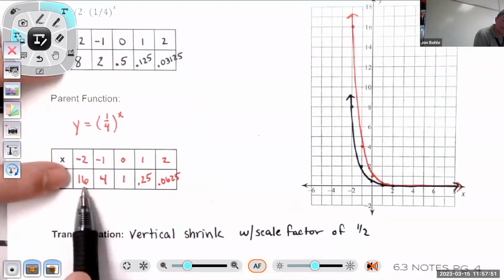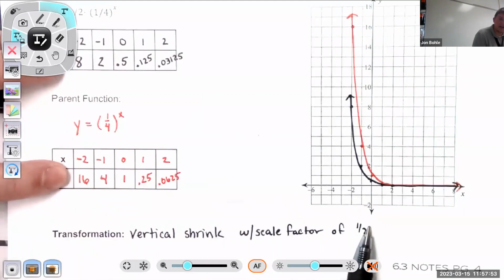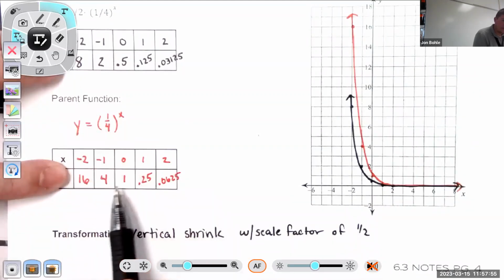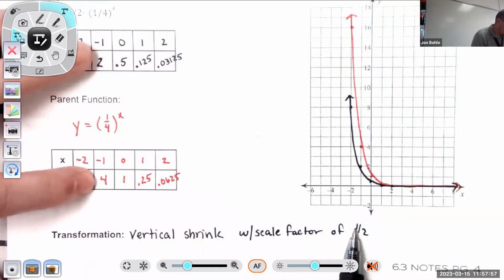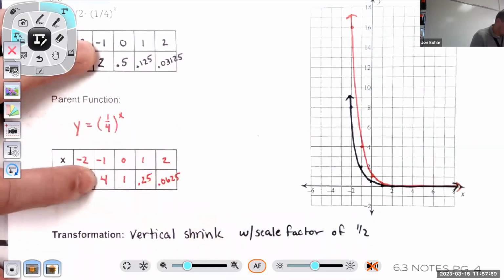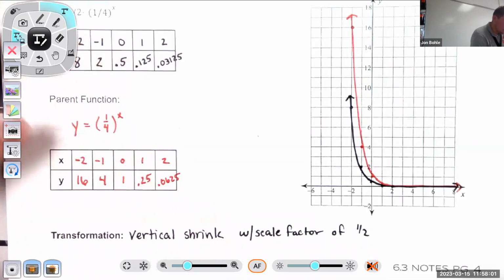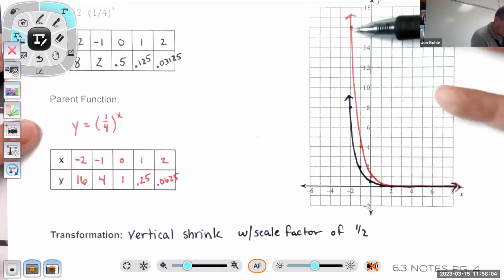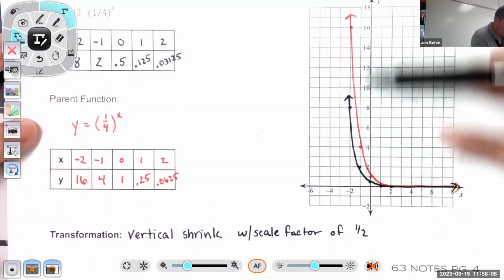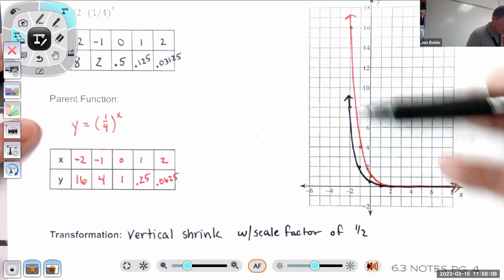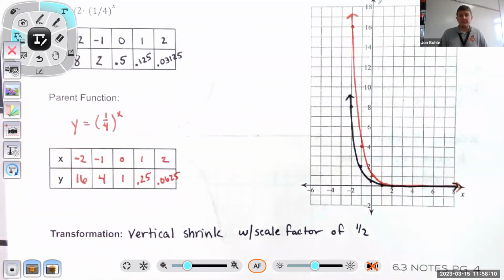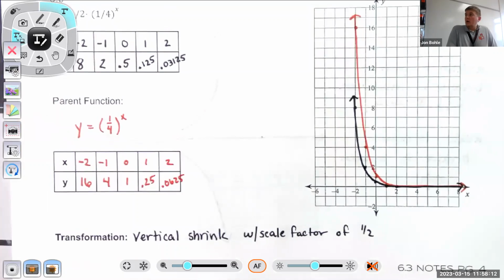Right, because look, all these numbers, 16 times a half is 8. 4 times a half is 2. 1 times a half is 0.5. And so all of these points are half the distance between the red dot and the x-axis. That's exactly in between. Okay.